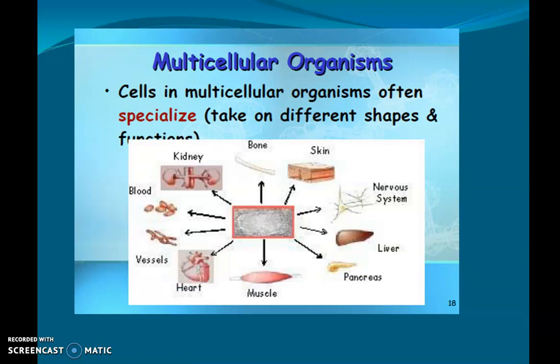We know that every organism performs various functions during its lifetime, like digestion, respiration, excretion, and all. These functions are performed by various organs. These organs are made up of various tissues, and these tissues are made of nothing but cells. So here we can see different organs in our body: liver, pancreas, muscle, heart, blood, kidney, and all. All these organs perform various functions in our body.